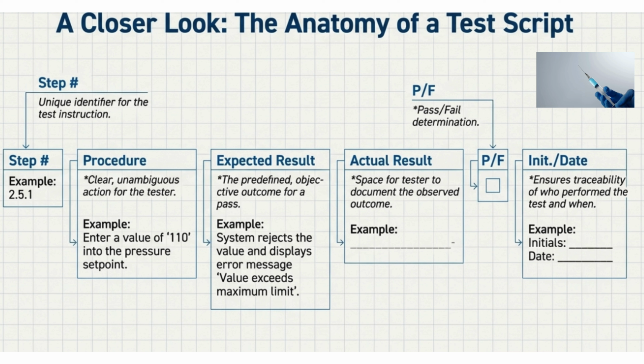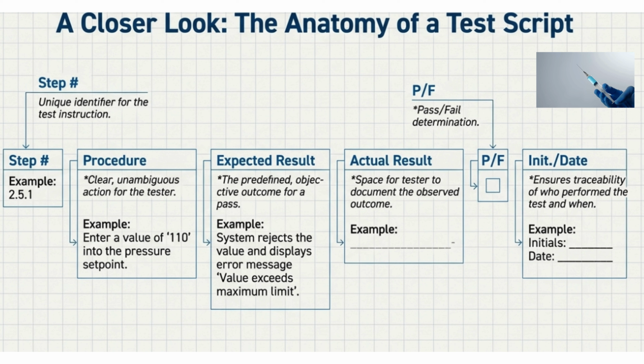Each individual test within the protocol must follow a specific script format for traceability. Every script needs a unique step number and a clear, unambiguous procedure. Every step must have a predefined, expected result. During execution, the tester will record the actual result, mark it as pass or fail, and provide their initials and the date. This creates a permanent, attributable record of the test.